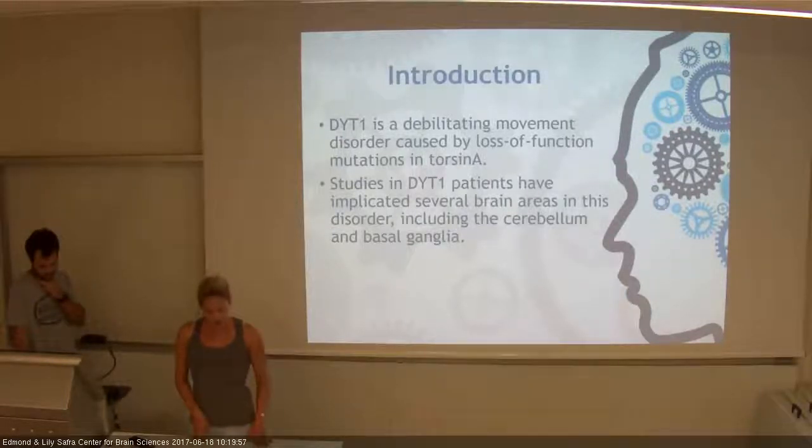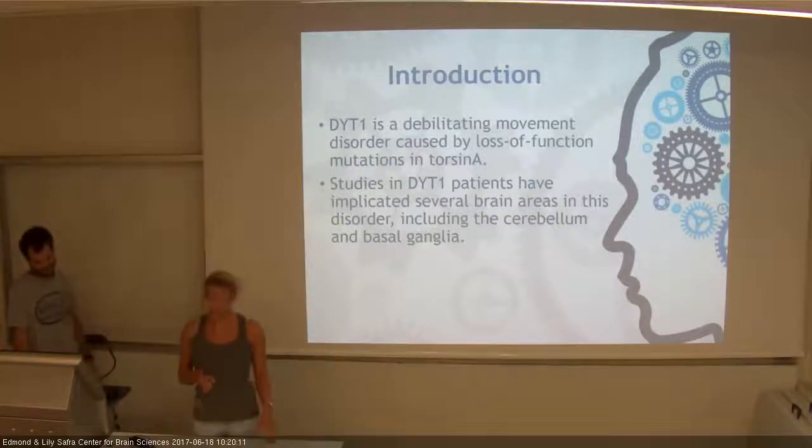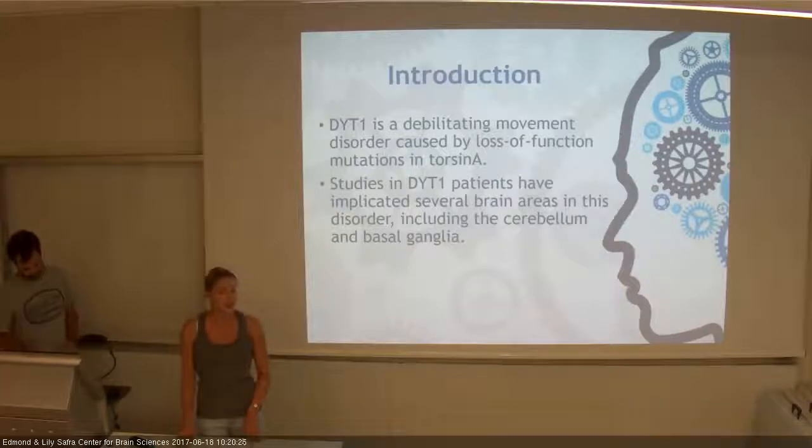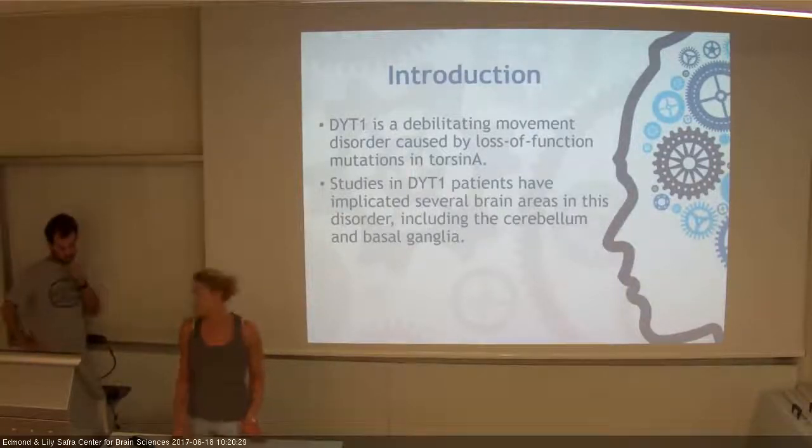And they talked about the focal and the generalized, so I'm not going to talk about it again. They have prolonged and involuntary contractions of muscles. Both the agonist and the antagonist are working together, so they have this movement disorder. And there are several brain areas that are connected to dystonia. The first one is the basal ganglia, and the second one is the cerebellum.